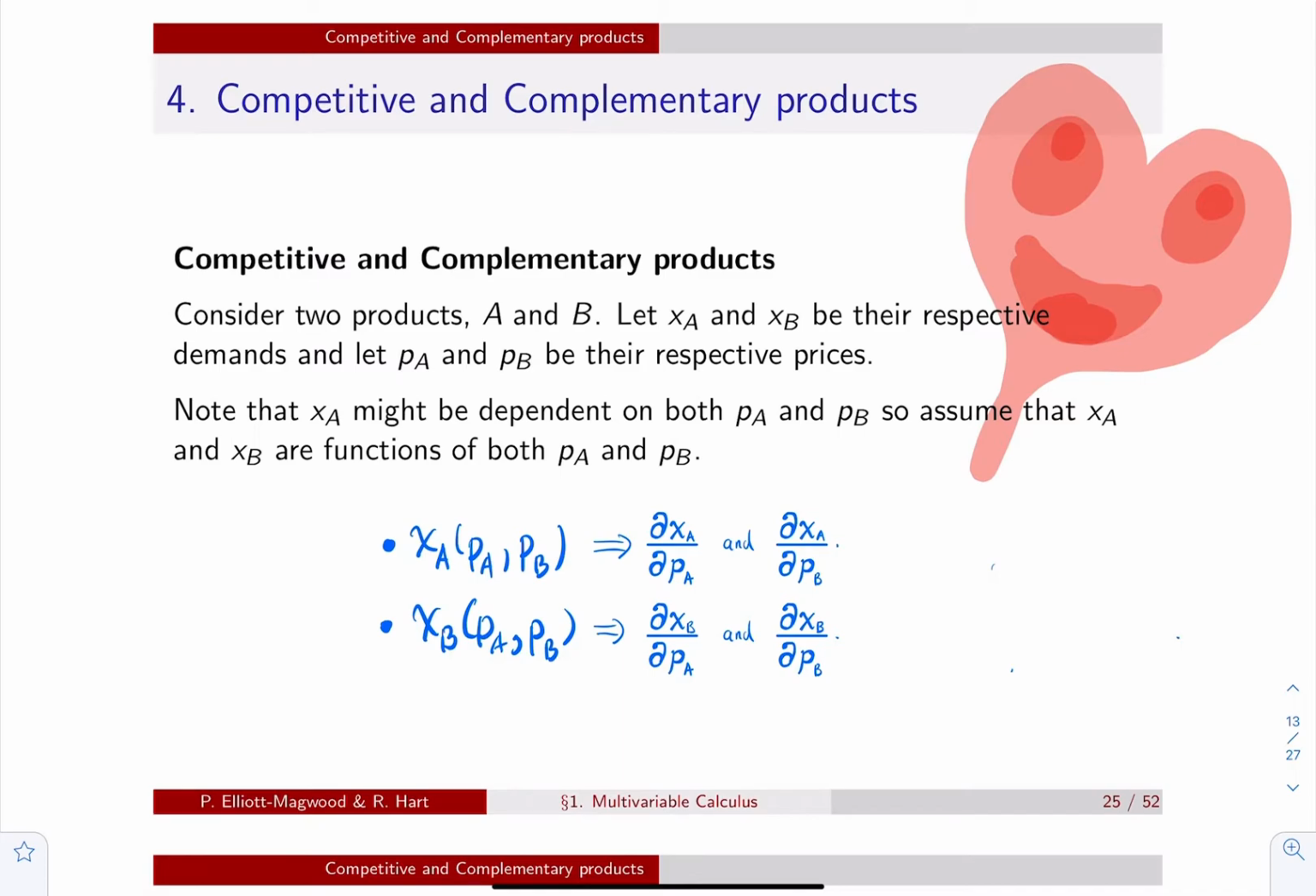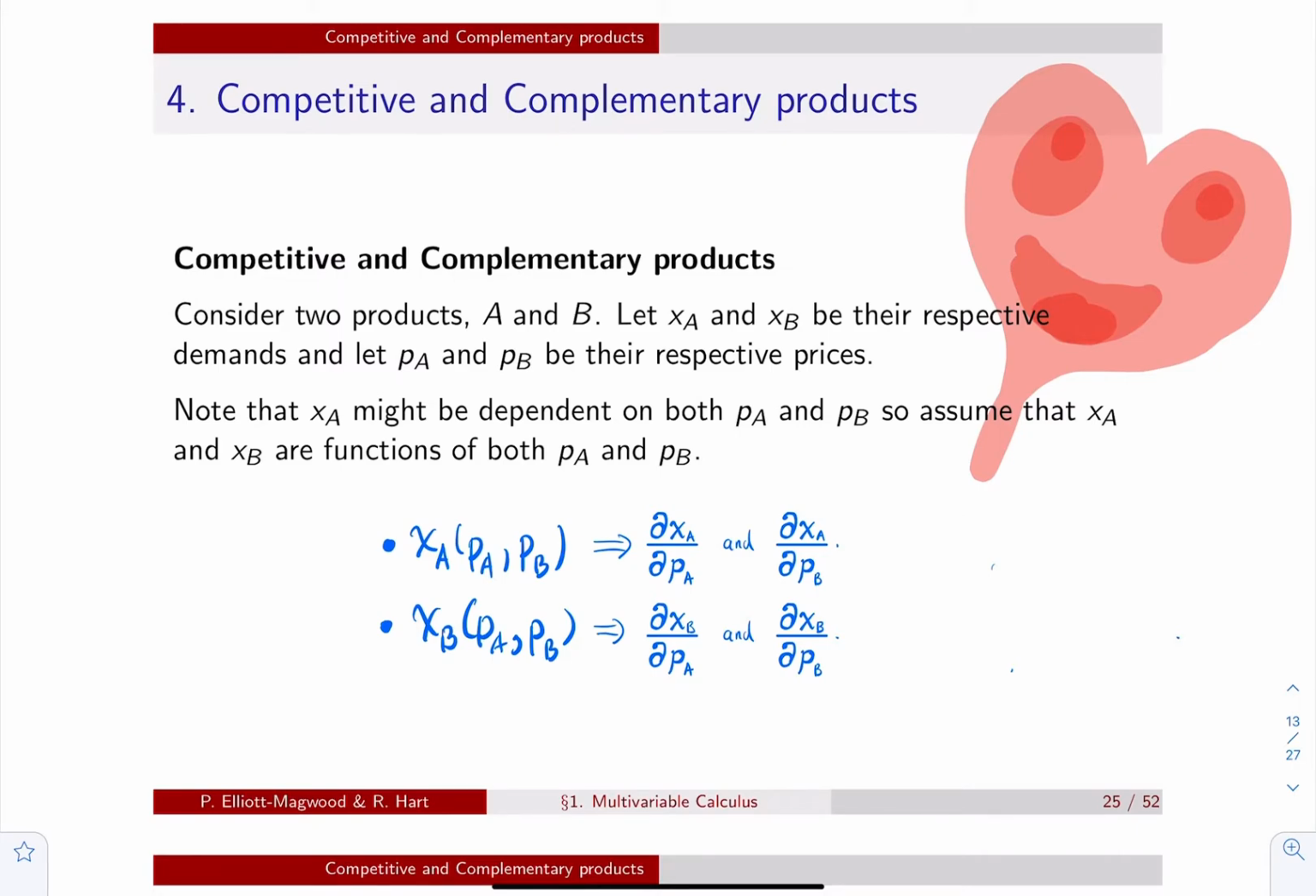And we're going to use actually only the sign of those partial derivatives to see what type of relationship these two products have. And the two types of relationship that we're going to be trying to measure with the models given by those two demands is if these two products are competitive or complementary.